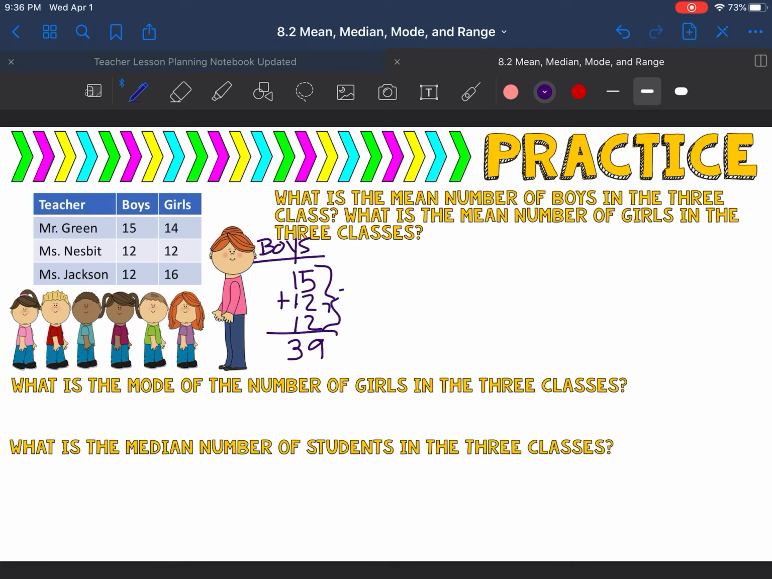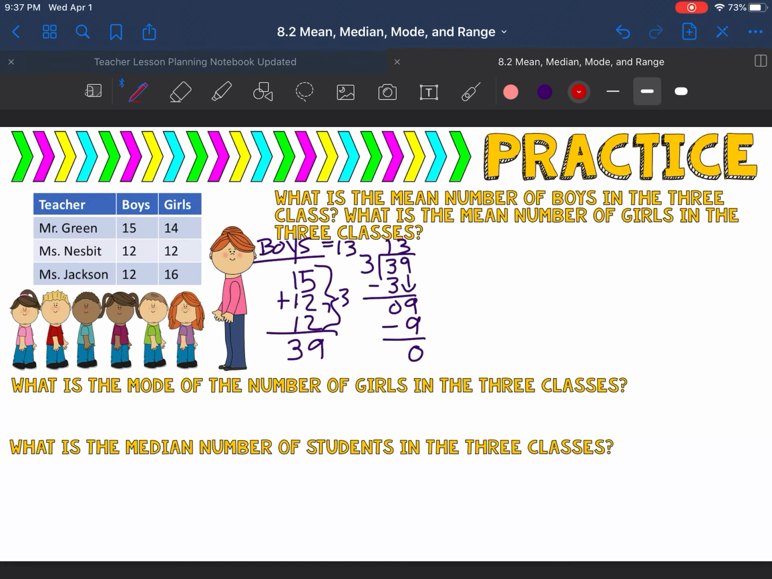There are a total of 3 numbers here. So that means that I need to divide 3 into 39. 3 goes into 3 one time. 1 times 3 is 3. 3 minus 3 is 0. Bring down my 9. How many times does 3 go into 9? 3 times. 3 times 3 is 9. 9 minus 9 is 0. So there is an average of 13 boys in each class.